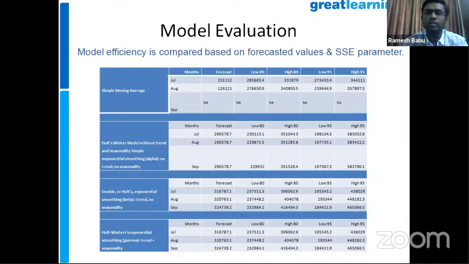So here, if you can see the high 95 and compare the numbers, these numbers are very essential to compare the result. So here from July, August, and September, we have calculated the forecasting based on the parameters. Likewise, for the same July, August, and September, we have forecasted it for Holt-Winters alpha, beta, gamma models. If you can see the high 95 underneath the gamma models, which is actually high, it proves very clearly that the Holt-Winters method with trend and seasonality could be the apt model which we can use to predict it.